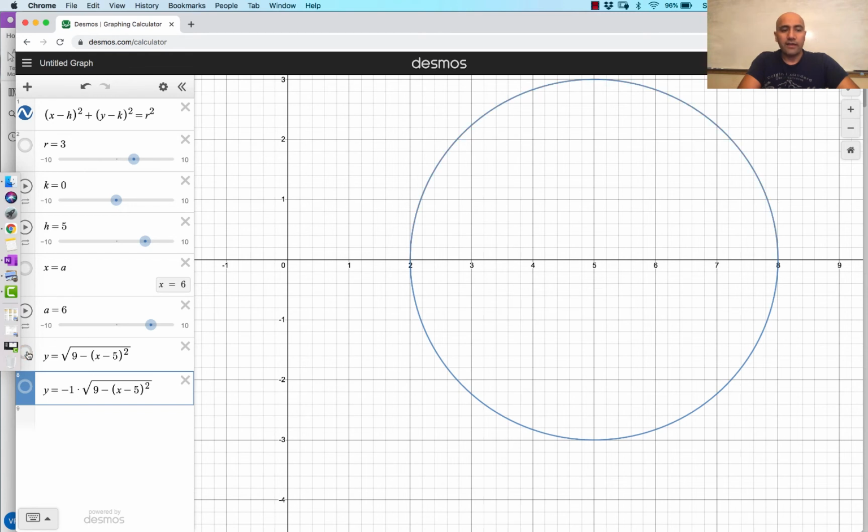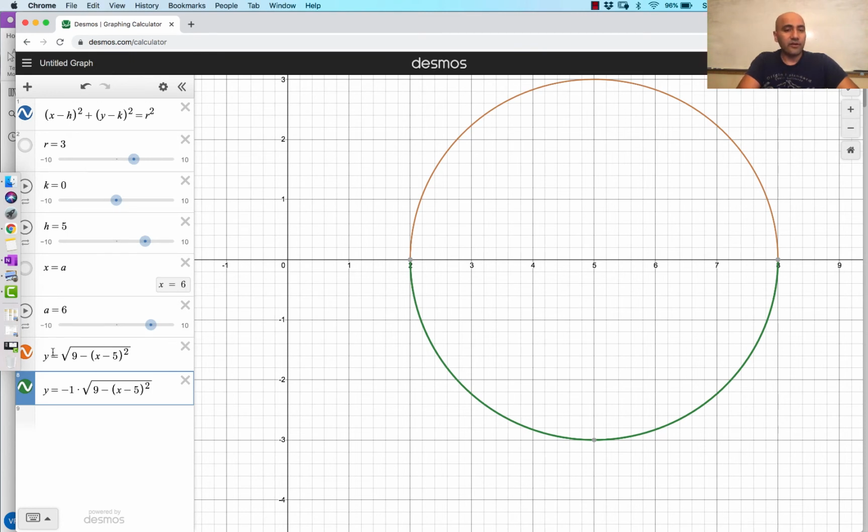And then on the other hand, if we graph this one, negative 1 times the square root of 9 minus (x minus 5) squared, we would just end up graphing the bottom part of the circle. So together, this equation and this equation give me a full circle, right? Each one of those individually is a valid function we can work with, but we would need both of them in order to make a circle.